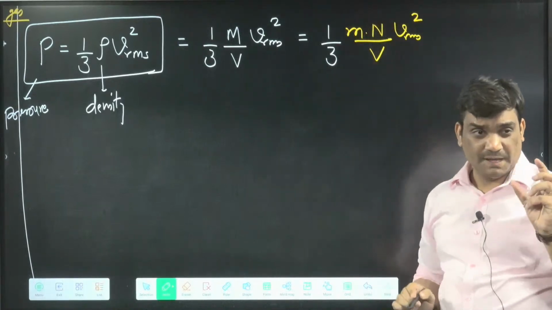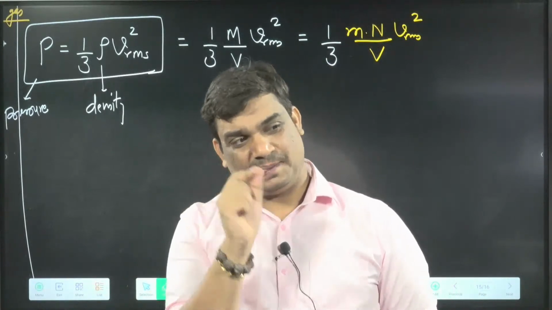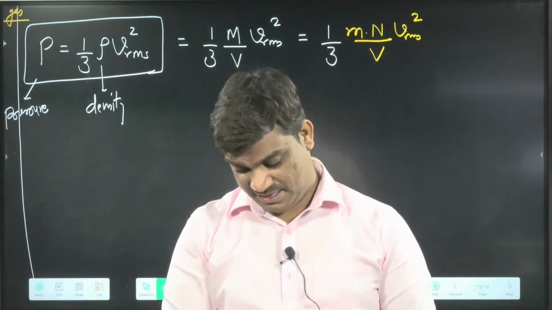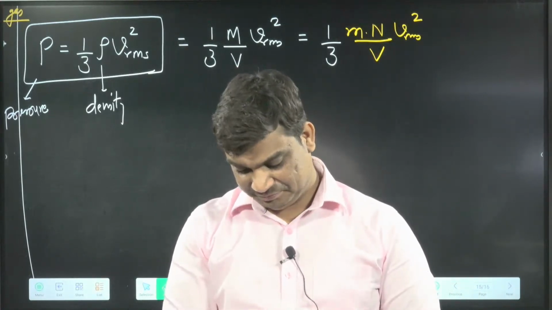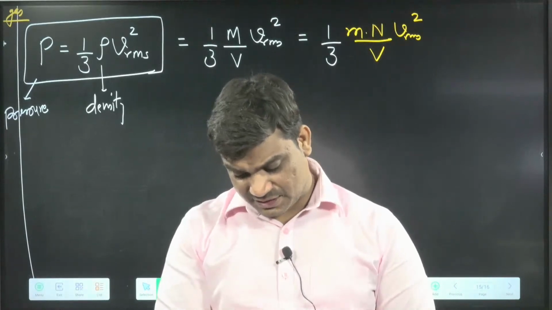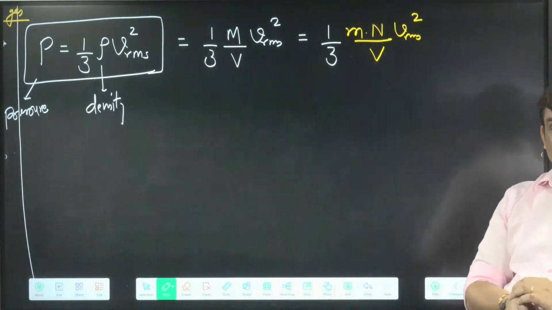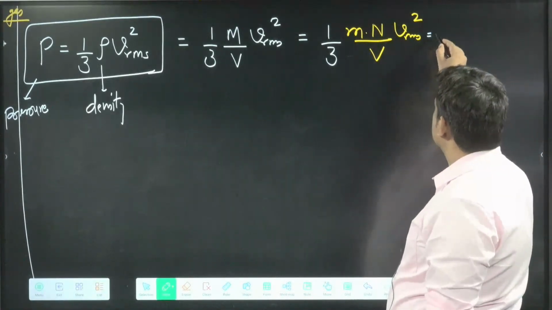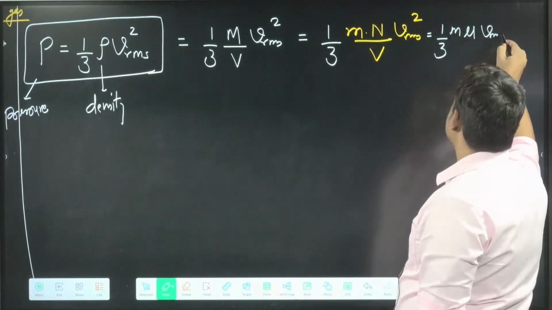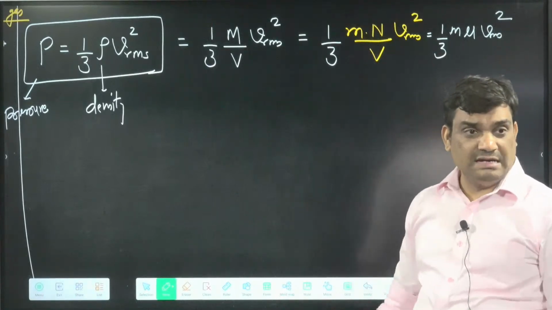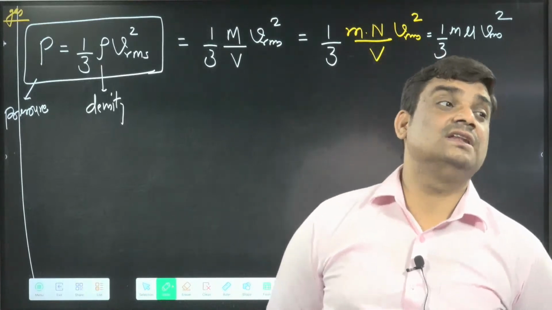N by V. Can you tell me, N by V is known as which density? Mostly people forget this thing. What is N by V? Mu. It is the number density. So this is 1 by 3 m mu V RMS square. Mu is not linear density. Mu is the number density, or molecular density.